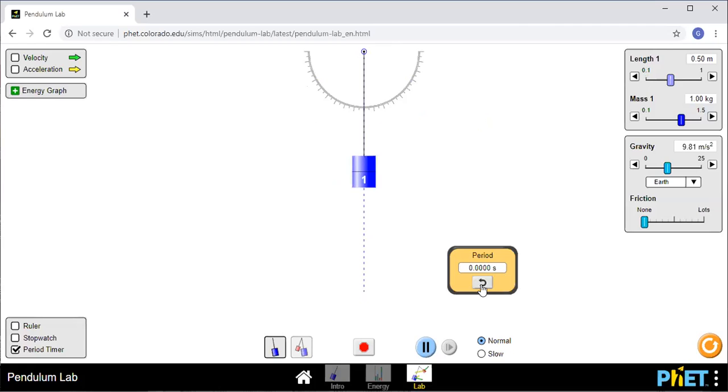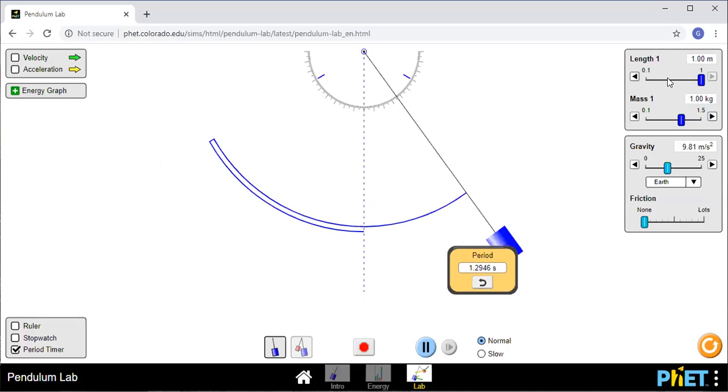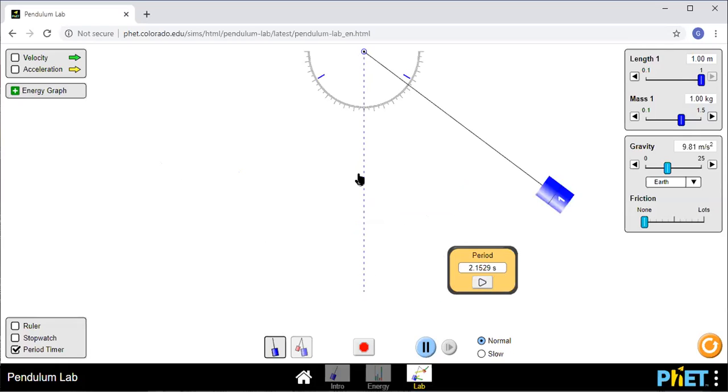To 1 meter or 1,000 centimeters. Okay, but we're going to drop it at 60 and we'll start our period timer. And now let's see how long it takes. We can start the period timer here. So this one, 2.129. It's harder to do with this mouse than it looks. Okay. All right.